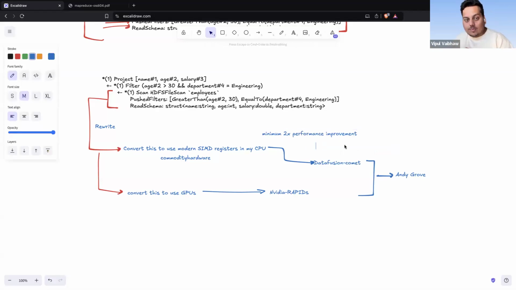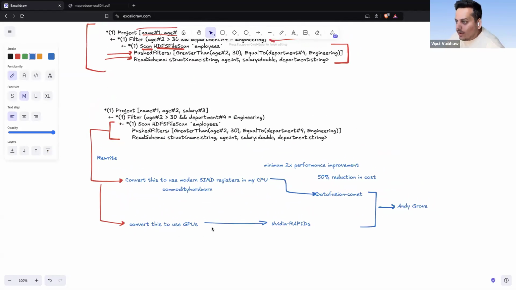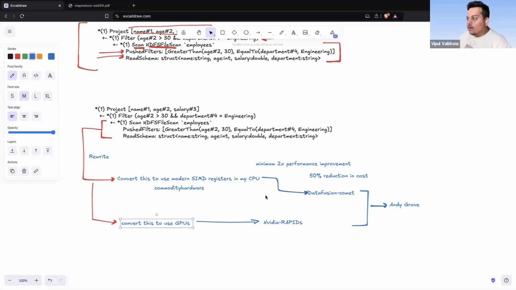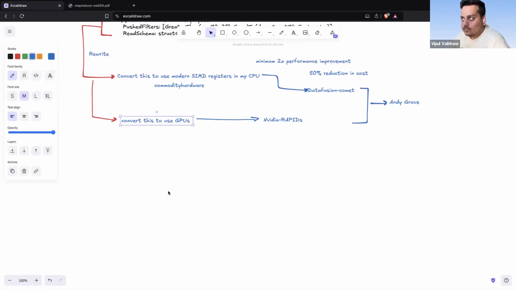Or what does it mean in terms of business sense? 50% reduction in cost. If performance improvement is twice, then you can do more things, right? So you can get up to 50% reduction in cost. So it's a good project. It's not just an academic thing. And similarly, if you have GPUs, you can get more performance than this, but you have some restrictions on how the performance will be achieved. So let's see how exactly this conversion happens.